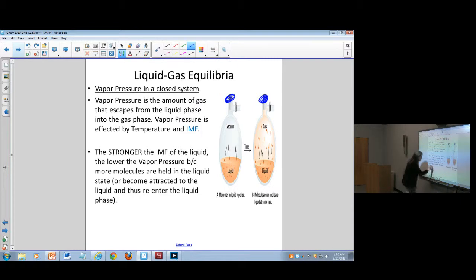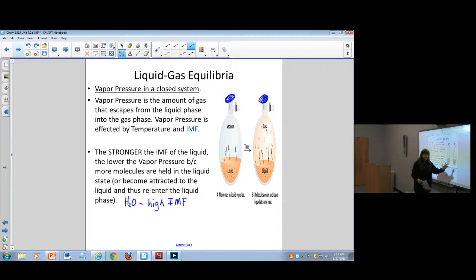Let's do H2O in a liquid state in a closed container. These have high, strong intermolecular forces. What kind of vapor pressure, in terms of a lot or not a lot, do you expect to see when you have water in a closed system? What kind of vapor pressure?